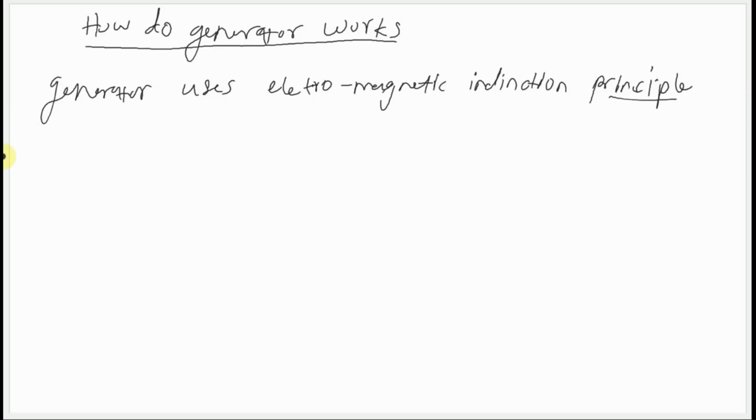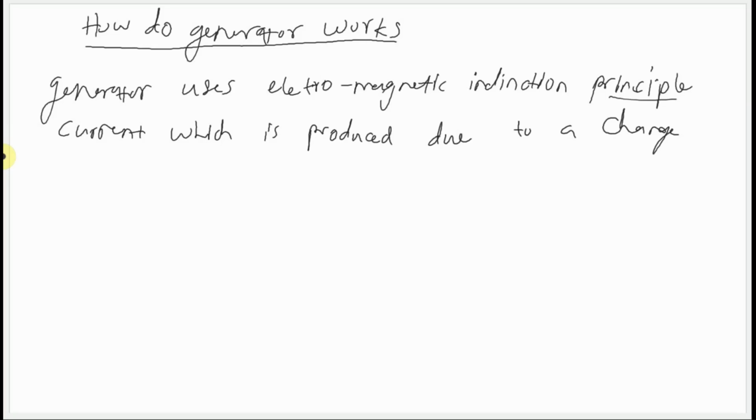Already when you know Faraday's law, you will know that a current is produced due to a change in a magnetic field.